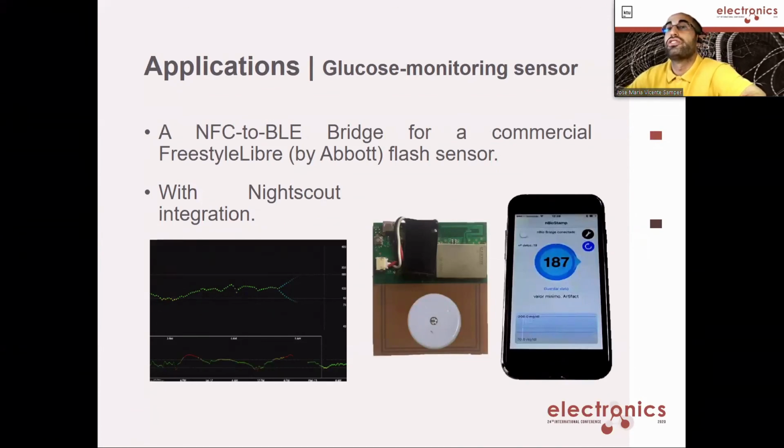The other application is to convert the commercial glucose sensor from Abbott Laboratories, called FreeStyle Libre, into a continuous monitoring system with alarms. In this case, we have incorporated Nightscout integration in our iOS and Android application to manage the values remotely.